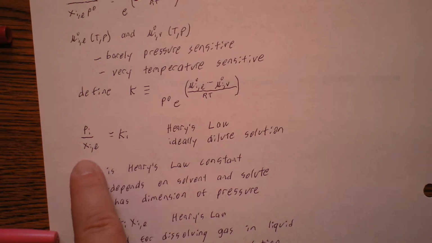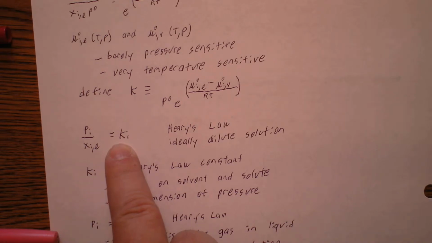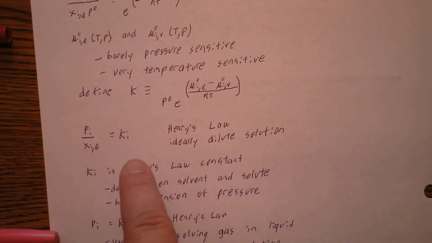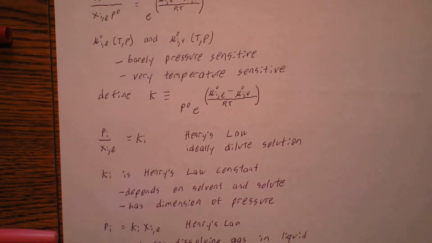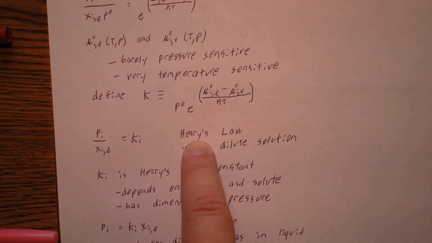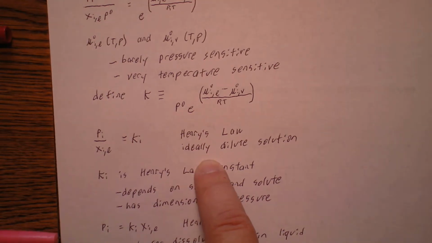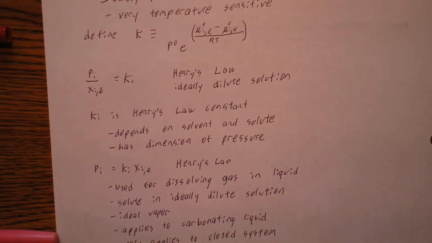Now this is P naught divided by mole fraction of I. That's equal to Ki. So see what we did here? We substituted this K for all that into the original equation. So this Ki would be the K for this particular solute. This formula here is called Henry's law. And remember, what we did was for an ideally dilute solution. So Ki is Henry's law constant.